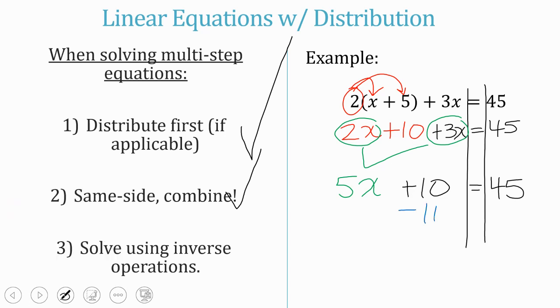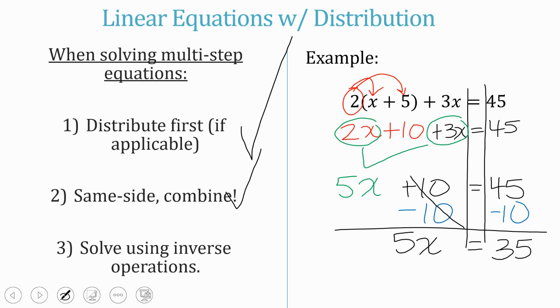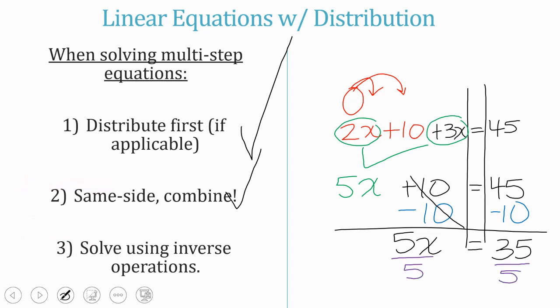So let's subtract that 10 on both sides. We get 5x equals 45 minus 10, which gives us 35. Now let's divide by the 5 on both sides. And those 5s are going to cancel, and we get x equals 7.